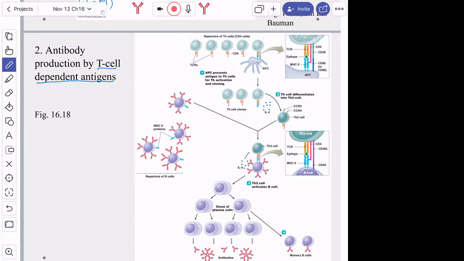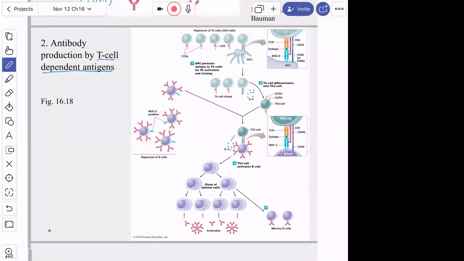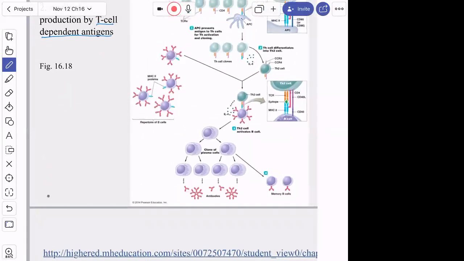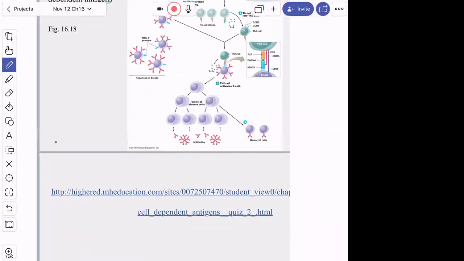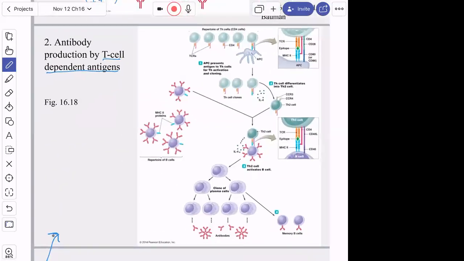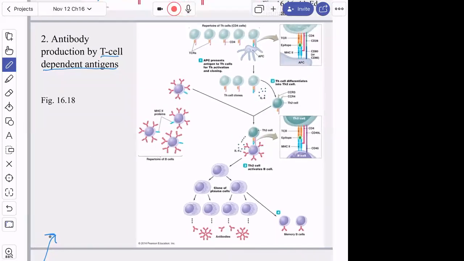Okay, so again, I think I posted this on this page here, but that is another great animation of B cell T-dependent activation. So again, I would watch that at some point, but I'll walk you through this here. So here we have some antigen presenting cell. So again, dendritic cell, macrophage.